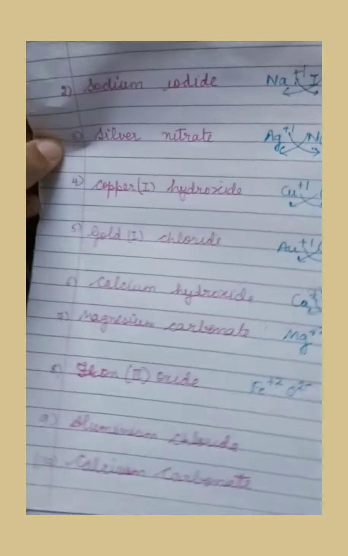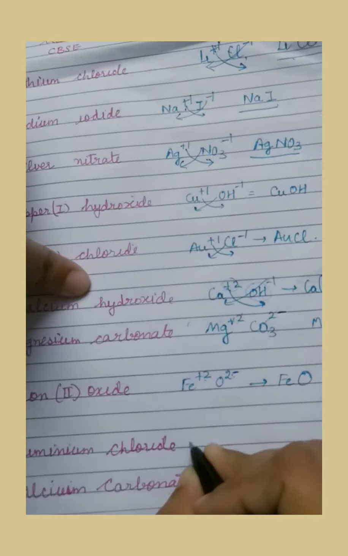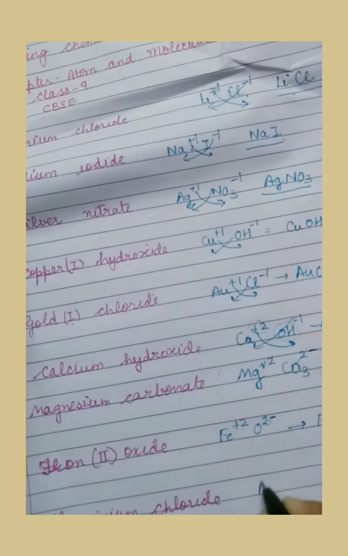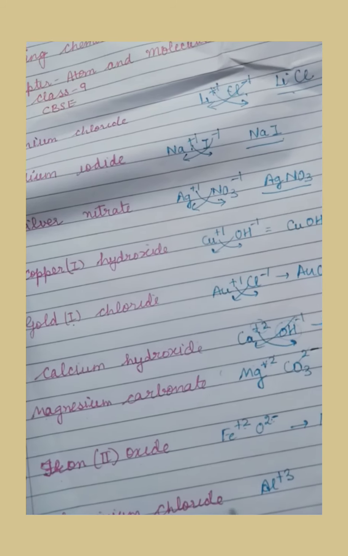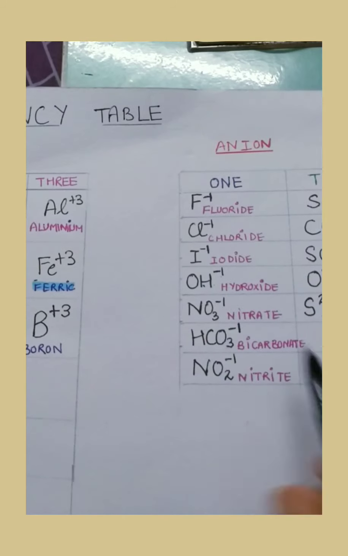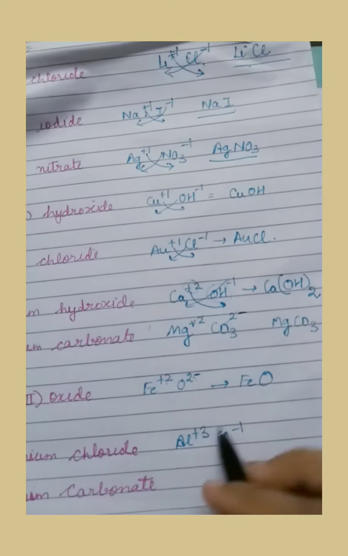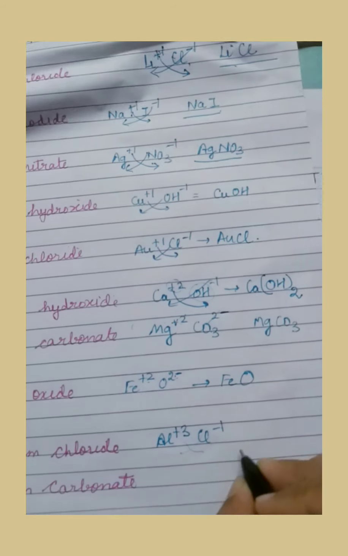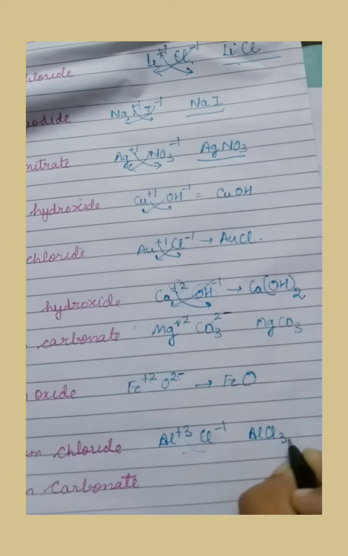Now next we come to aluminium chloride. The formula for aluminium, you can just check, is Al+3. The chloride formula we have already done is Cl-1. Now when you are going to cross valency, this 1 will go here, 3 will come here, so the formula is AlCl3. This is the formula of aluminium chloride.